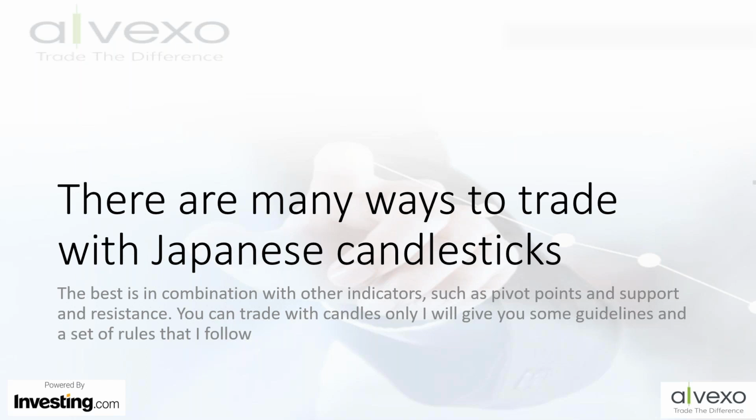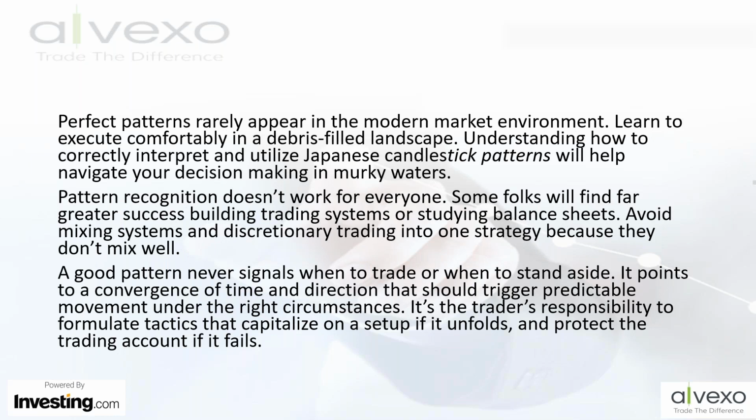There are many ways to trade Japanese candlesticks. The best is in combination with other indicators such as pivot points and support and resistance. You can trade with candles only. I will give you some guidelines and set some rules that I follow in another class. But the fact is, you want to learn how you can recognize these quickly and efficiently so you can incorporate them into your trading.